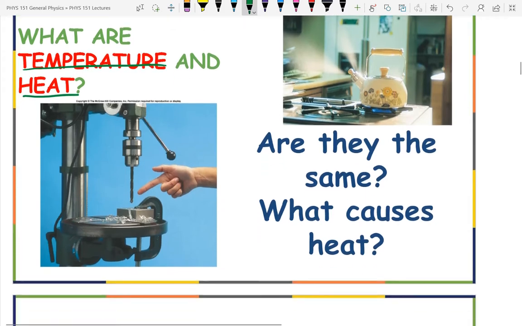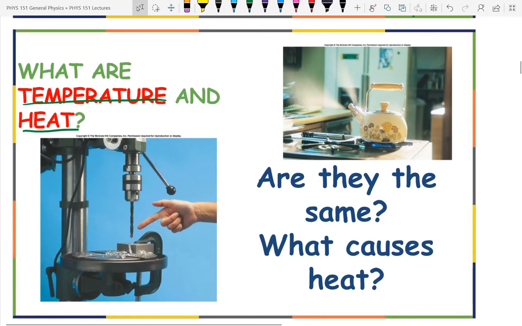And the reason this picture is in our textbook is because, instead of drilling a cannon, it's drilling a piece of metal, but you have the same principle that led, I think it was Lord Rumford, to the conclusion that heat is simply a form of energy transfer.